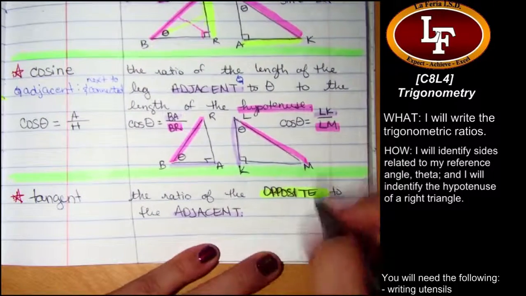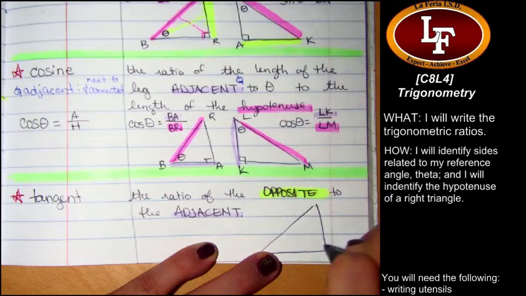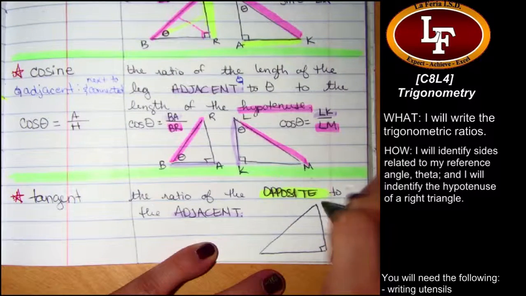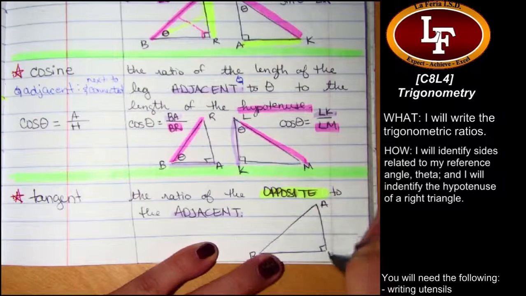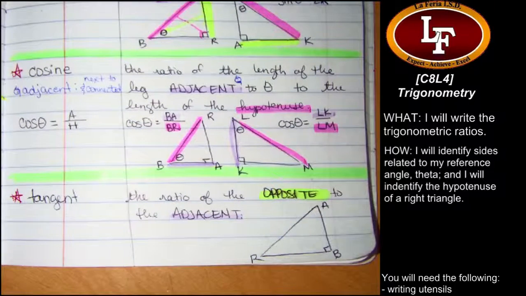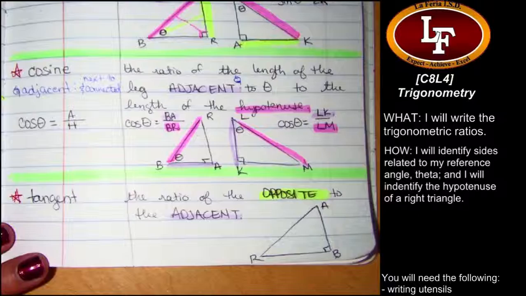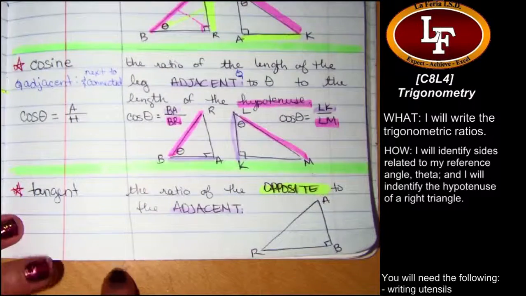Let's draw our triangle, our diagram. Name it. A. B. A. Hey, let's go. A, R, and B seem to be very popular letters this morning.